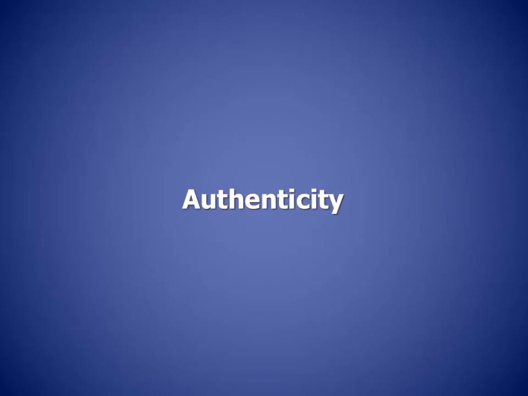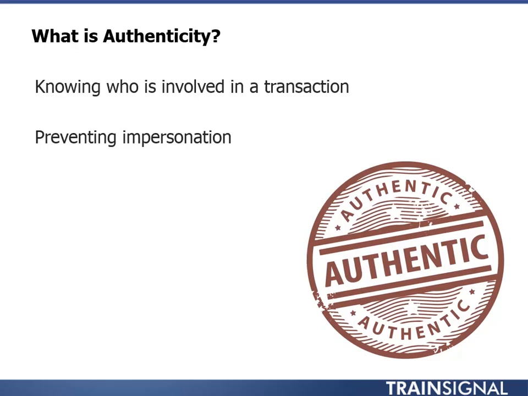Security concept number 5, the last one up, is authenticity. What is authenticity? It's knowing who's involved in a transaction. Basically, this is tied closely to authentication. Look, they even have the same word in them. Authenticity is preventing impersonation, so it's knowing who is accessing something and being pretty confident that it's not somebody else who's stolen their username and password.